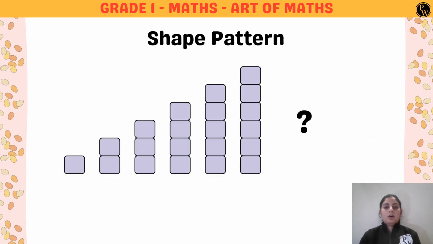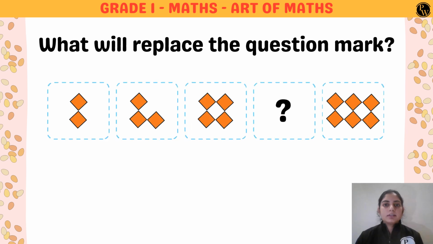Now let's explore different types of growing patterns. Let's start with the shape pattern. Here we have boxes, right? The first tower has 1 box, the second tower has 2 boxes, the third tower has 3 boxes, the fourth tower has 4 boxes, the fifth has 5 boxes, and the sixth tower has 6 boxes. Then how many boxes will be in the seventh tower? Correct. It will be 7.